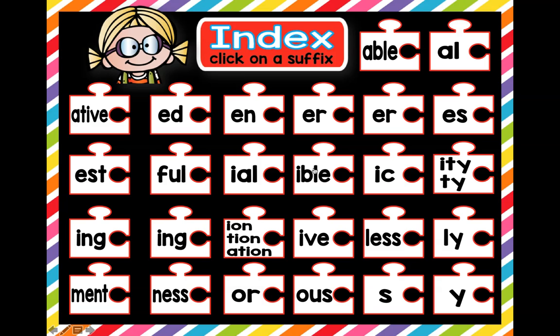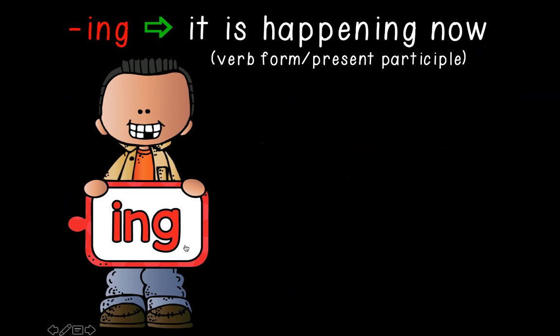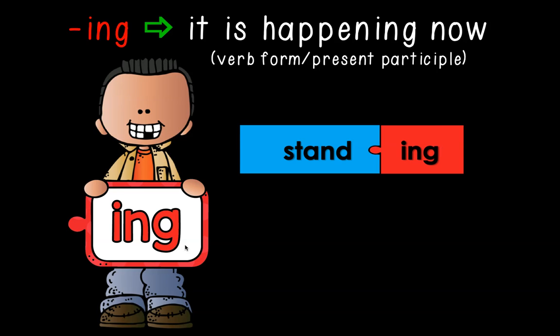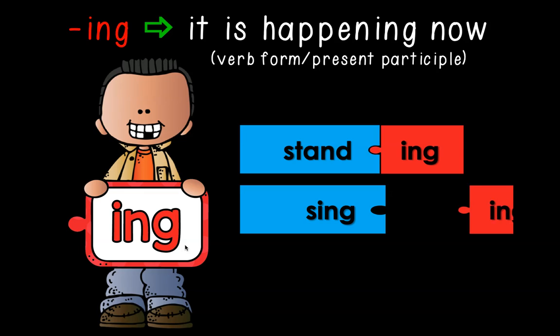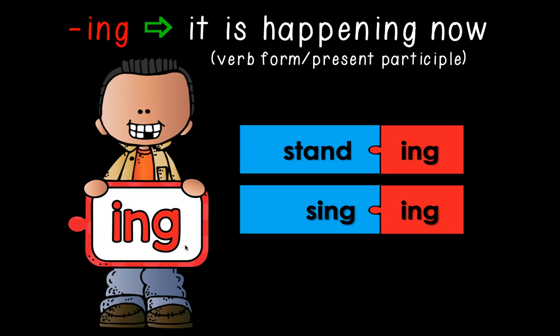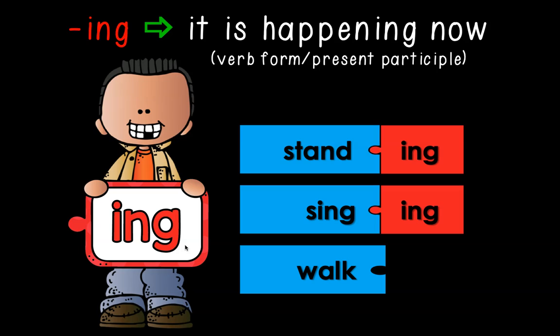Our next suffix we're going to learn is ing. Ing is happening now. So it's usually attached to a verb. So if you stand, right, you can be standing. That means you are doing it now. Sing is the root word here. Singing means you're doing it now. It's happening now. Walking means you're walking right now.